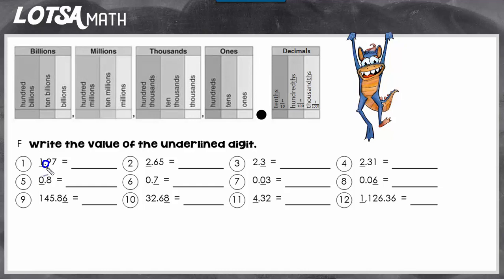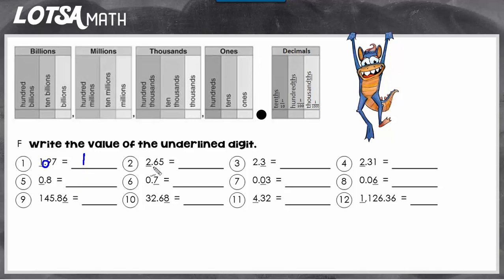So you want to find the decimal first so that you can find where the digit is in relation to the decimal. This digit is one place to the left of the decimal, so it's in the ones place. So the value is just 1. You put a 1 in the ones place.